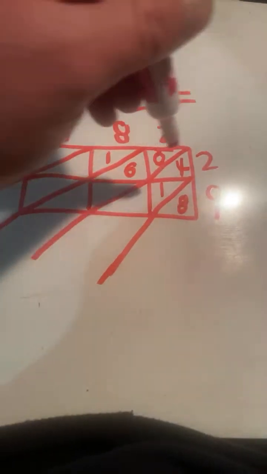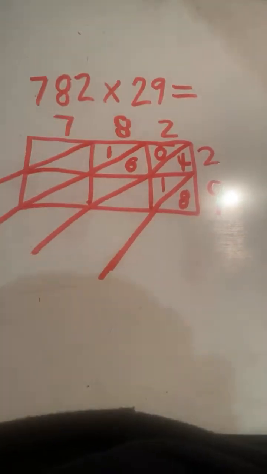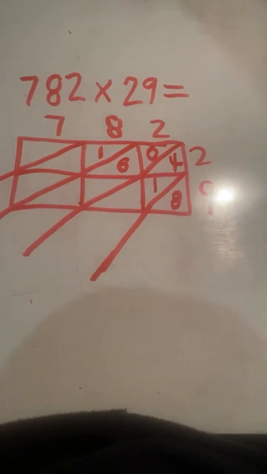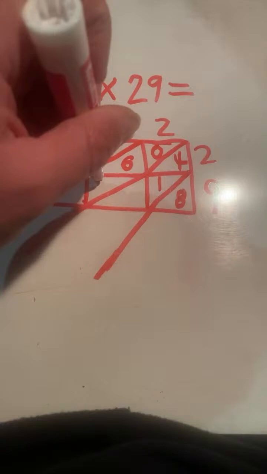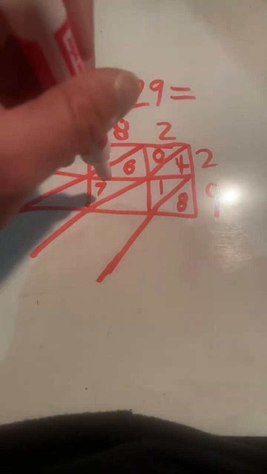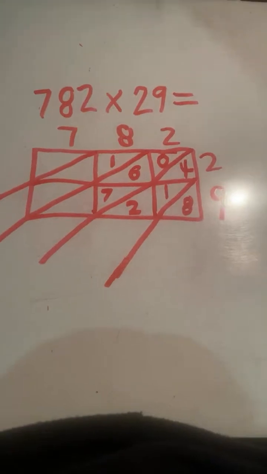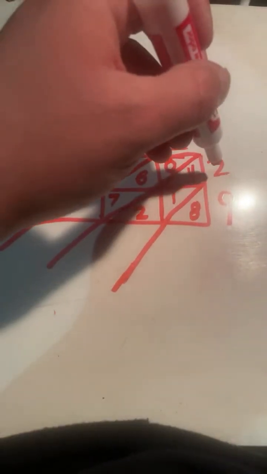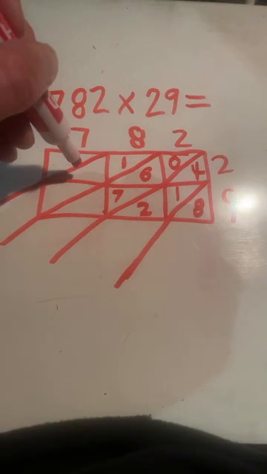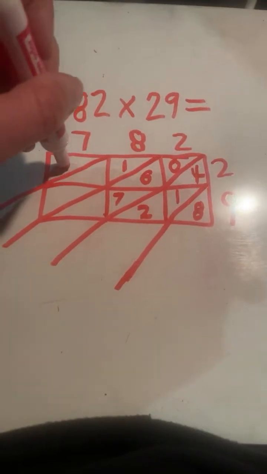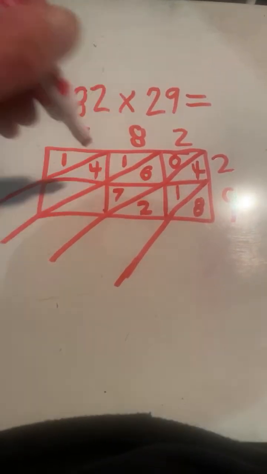8 times 9, the answer to 8 times 9 goes in this square. 8 times 9 equals 72. So we're going to put a 7 in the top triangle and a 2 in the bottom triangle. 7 times 2 equals 14. The answer to that's going to go in this square, 1 in the top triangle, 4 in the bottom.